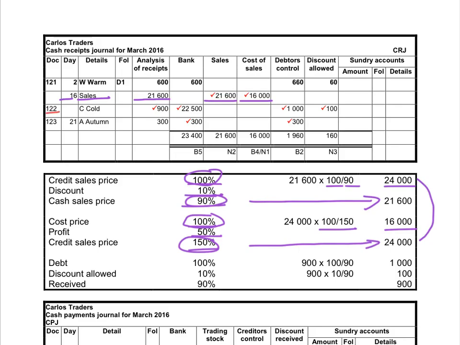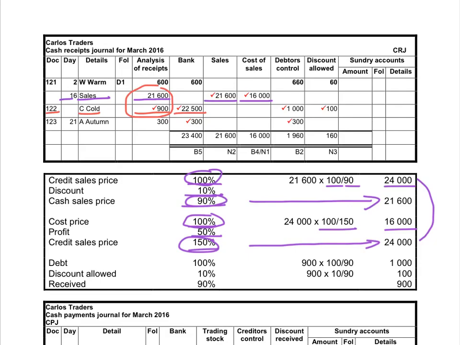It's also on the 16th. The money that we put in the till is 900. This is the last entry on the 16th. So we can add these two figures together to show that the total amount that we will transfer to the bank will be 22,500. So we only go to the bank once a day to deposit money, not every time when we receive money.